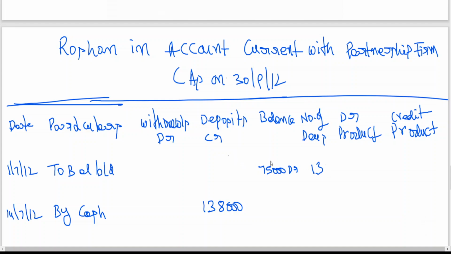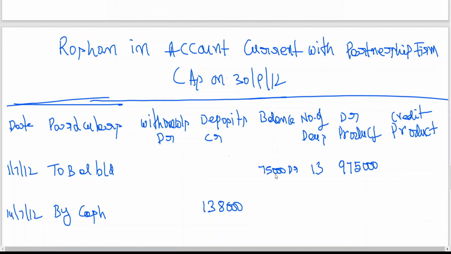So now the product. Whenever you are calculating the number of days, the current transaction date and the next transaction date, the difference between these two dates is called the number of days. That is 1st July and 14th July, 13 days. Now you can go for the product. 75,000 into 13. You are getting 9,75,000 as a product. Clear to all of you? 9,75,000 as a product.